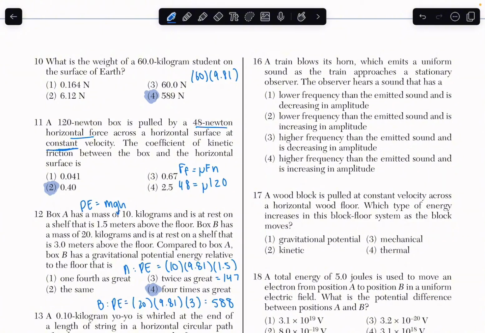16. A train blows its horn, which emits a uniform sound as the train approaches a stationary observer. The observer hears a sound that has a... Let's see. So this question is a concept based on frequency, amplitude, and wavelengths. So when the train blows its horn, the horn has a consistent loudness. But when it's far away, it'll sound quiet. And when it gets closer, it's going to sound louder. So in this question, when the train approaches this observer, it'll sound louder due to the increased frequency and amplitude, which means it's going to be 4.